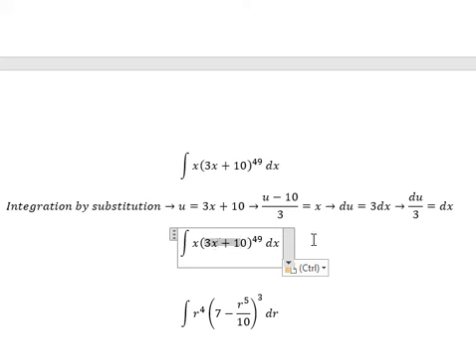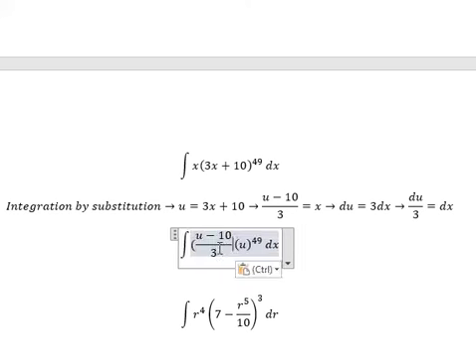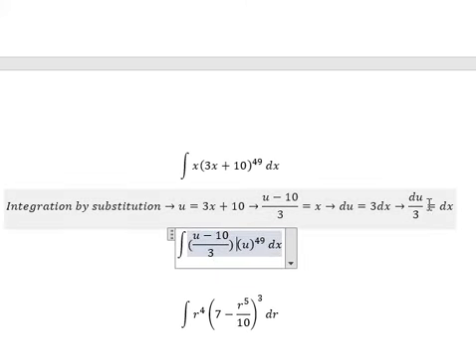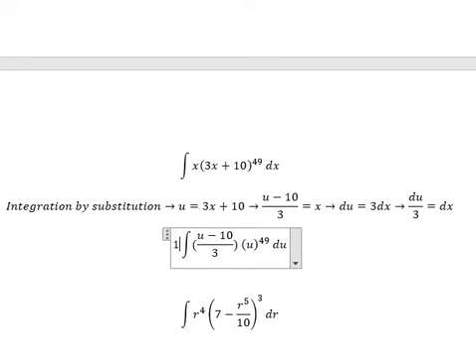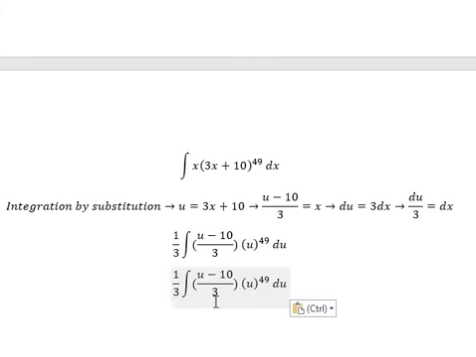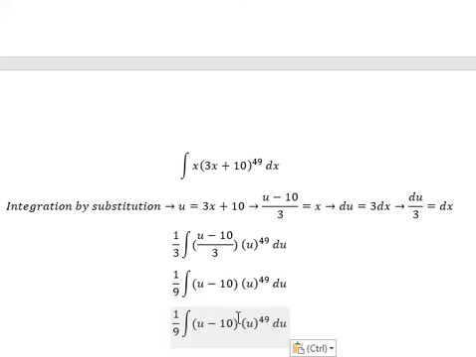This one we change for u. About s we change for this one. The s we change for u over 3. So number 3 and number 3 we multiply each other and you got 1 over 9. u to the power of 49 multiplied by u and number 10.